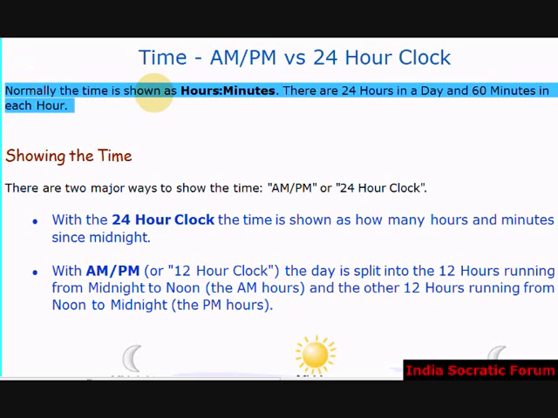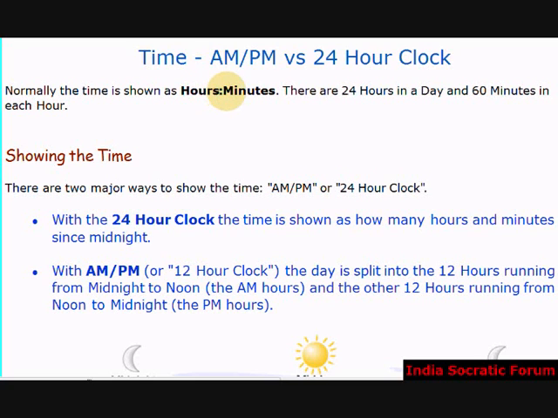Normally, how is the time shown? Hours, then colon, this is a colon. What is between hours and minutes? Then the minutes. There are 24 hours in a day. How many hours are there in a day? 24 hours in a day. How many minutes in an hour? There are 60 minutes in each hour.